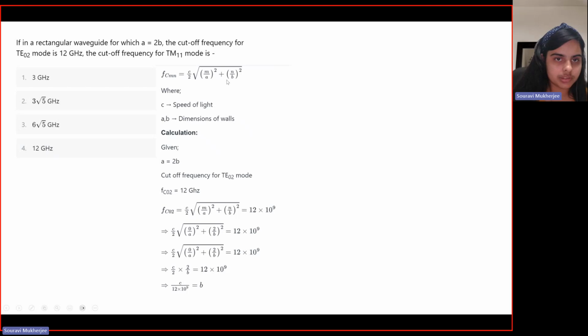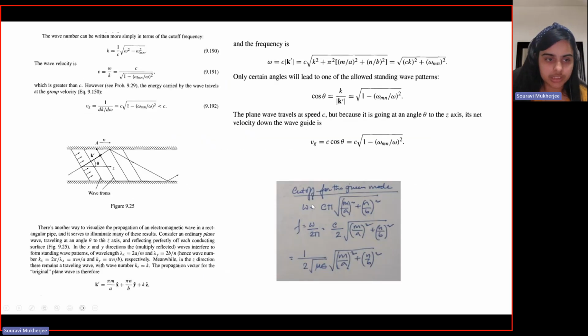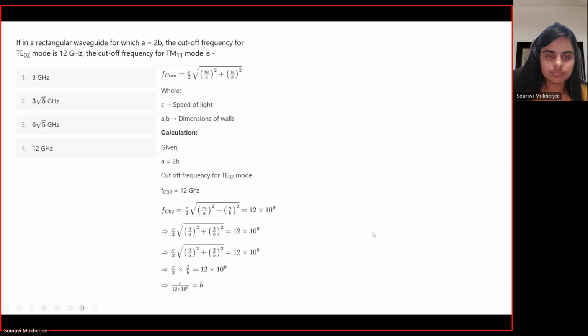So this is the normal relation. So it's important that when you are talking about hertz, you have to use this relation. Remember, when we first talk, we are talking in terms of omega. But when your question is given in terms of hertz, you have to use the relation between omega and frequency, and this is the relation. So use this relation. So now here what you can do is you can replace A equal to 2B.